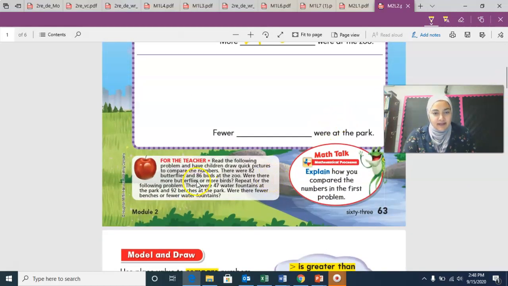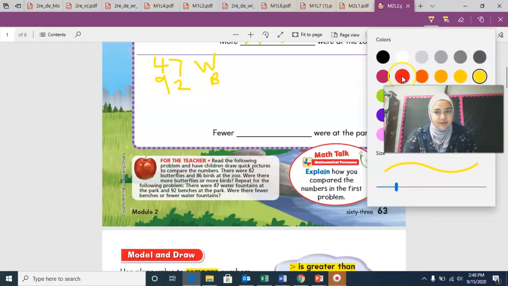Were there more butterflies or more birds? We just said that. Okay. There were 47 water fountains at the park and 92 benches. So there were 47 water, I'm just going to write W for water, fountains at the park and 92 benches at the park.